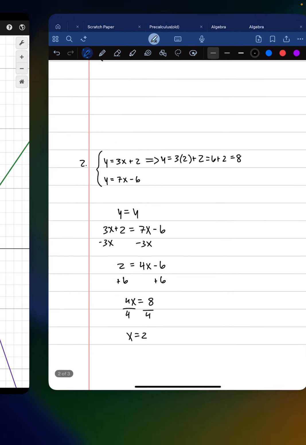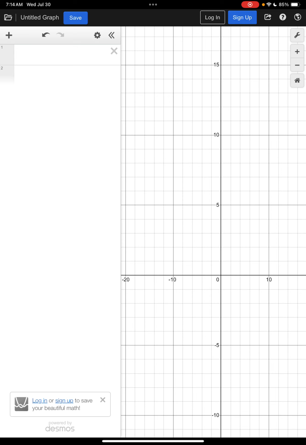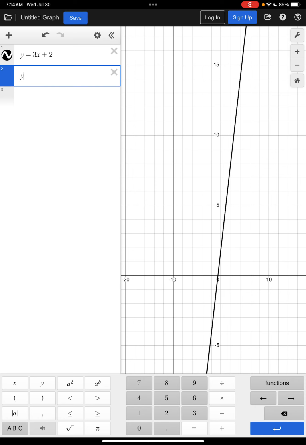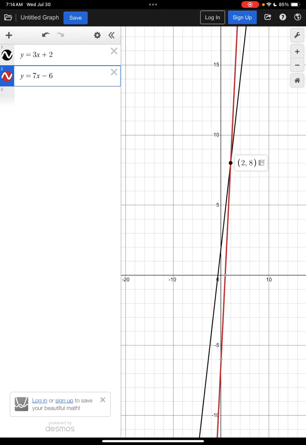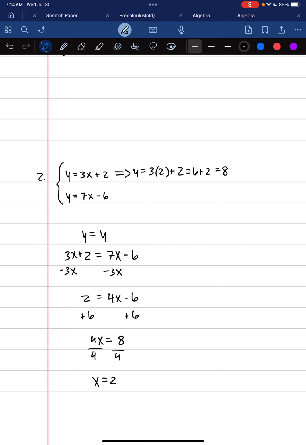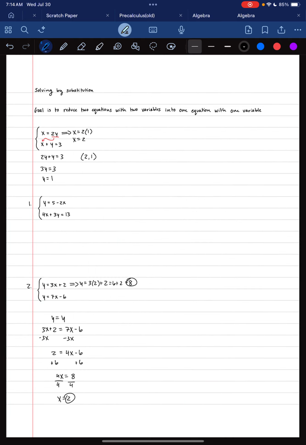And once again, I could plug this into Desmos. I get, let's see, y equals 3x plus 2, and y equals 7x minus 6, and we can see that they intersect at (2, 8), which is what we got here, right? 8 for y and 2 for x, so that checks out.